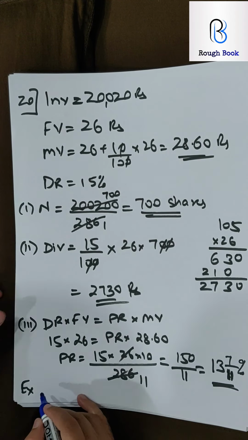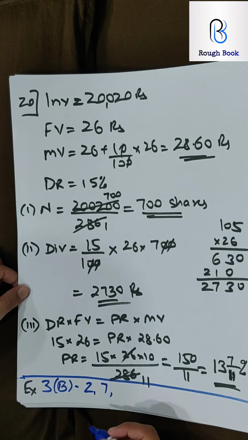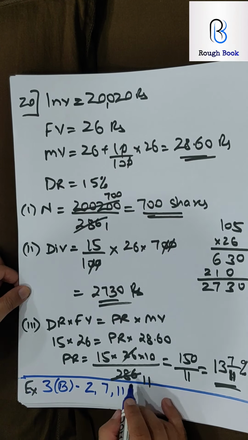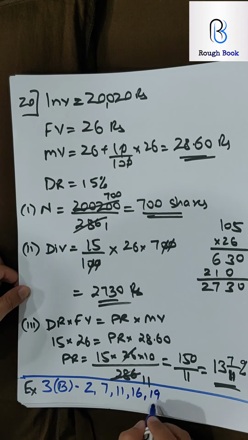Yeah, I know you're cribbing there, but we'll have to do it so that we practice our stuff better. Exercise 3B, I want you to try the following sums. You can try sum number 2, 7. 7 is a good question. Try 11. 16 is also a good question and 19. So only 5 sums, not a lot of homework. I'm sure you can easily manage.